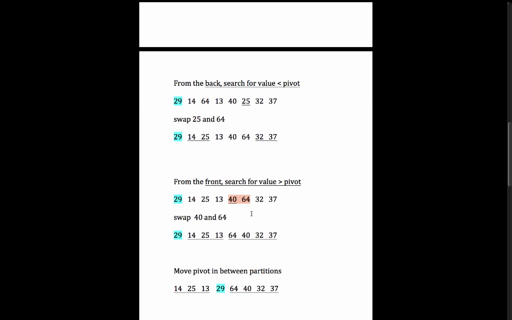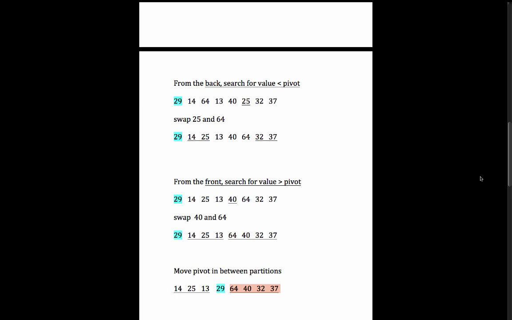The last step, and a very important step of the algorithm, is to move the pivot to the right position. Right now, the pivot is at the front, so what I need to do is to move 29 in between those two, and the algorithm will take care of that. So at this point, I can claim, again, that these values are sorted with respect to 29. The partition on the left has values which are less than 29. The partition on the right, values which are greater than 29, and that's exactly what the objective was.